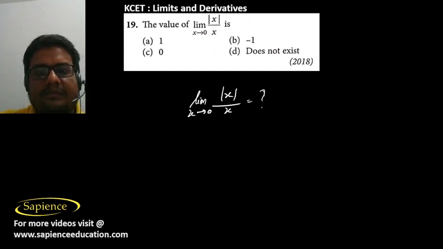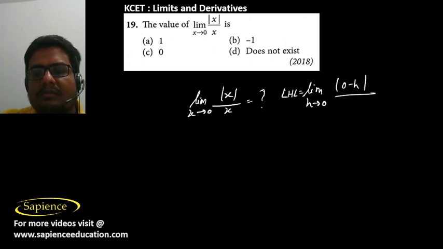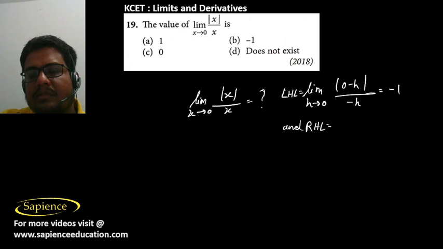So here the limit h tends to 0 mod of 0 minus h, which is the left hand limit we are doing, by minus h, so that is equal to minus 1, and the right hand limit, that is limit h tends to 0 mod of 0 plus h by plus h, that is equal to 1.